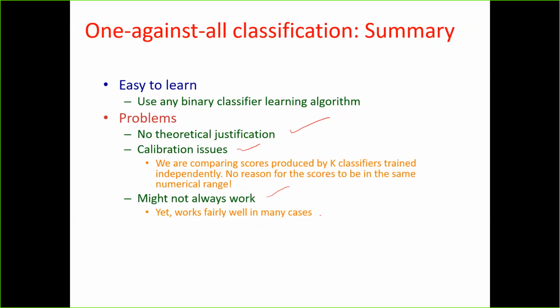Okay, so have you understood what is one against all classification, and what are the advantages and disadvantages of this one against all classification? Is that clear?